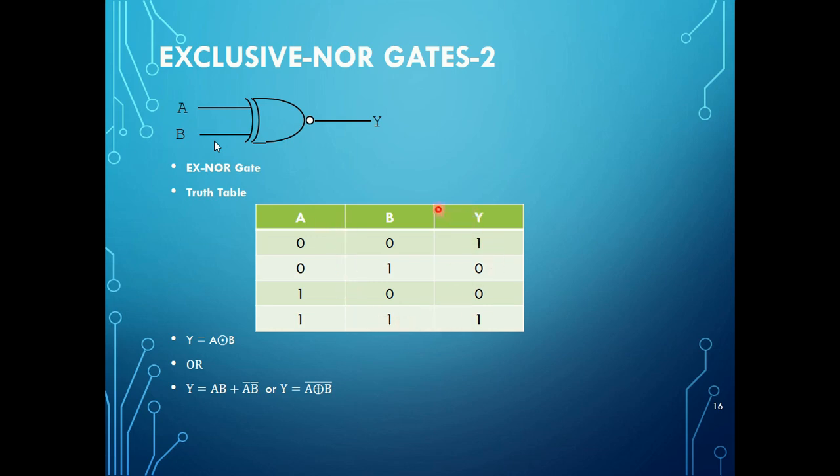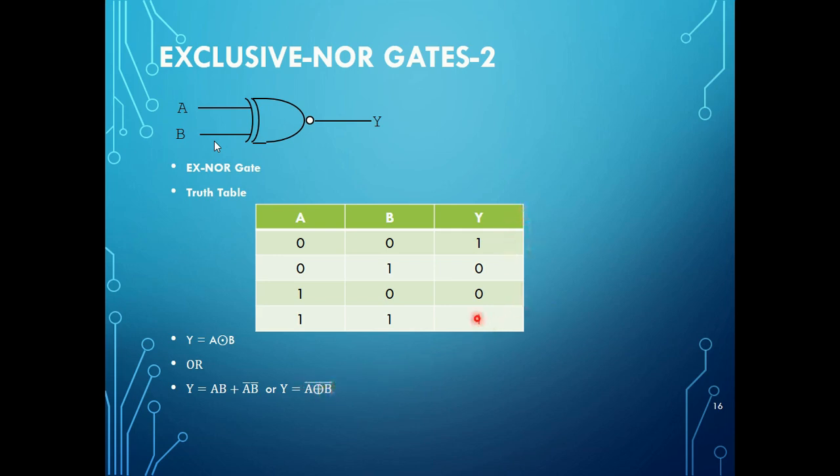So this is the truth table for the exclusive NOR gate. What is the symbol for the exclusive NOR gate? If I represent it in Boolean expression form, Y is equal to A XNOR B. This is the symbol for XNOR. You can also represent it this way: Y is equal to AB plus A bar B bar. This is also the Boolean expression for the exclusive NOR gate. Also you can represent it as Y is equal to A XOR B whole bar.